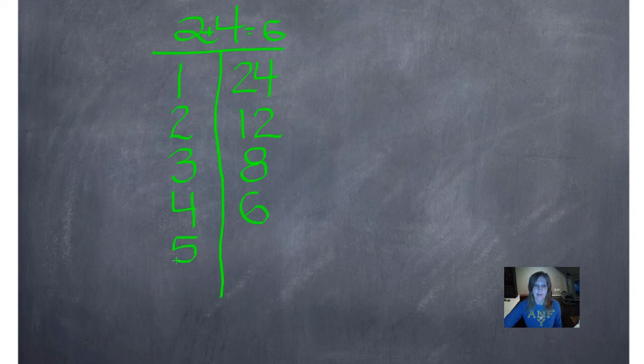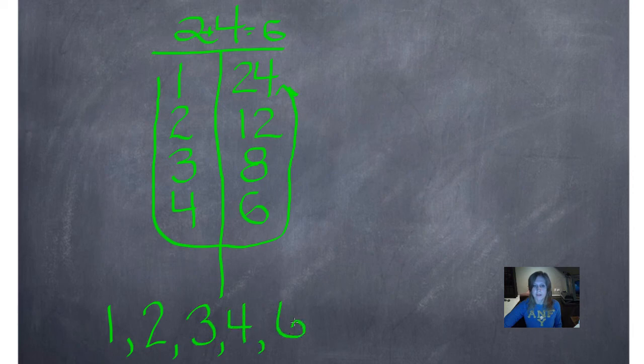Let's see if 5 will go evenly into 24. Well, the rule says that to be divisible by 5, it has to end in 0 or 5. So let's get rid of that 5. Now, my next number to write here is 6, but I've already written 6 here, so I don't need to keep going. I'm going to list out my factors, starting at the 1 and ending with the 24. 1, 2, 3, 4, 6, 8, 12, and 24. 24 is always a factor of itself.